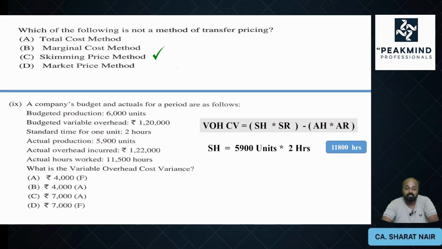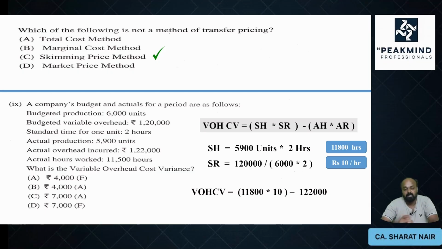Now, is the standard rate per hour given? Standard rate per hour is not given, so we need to compute it also. How to compute that? Budgeted overhead is given as 1,20,000, and I can find my budgeted hours also. For one output, it will take 2 hours, and budgeted output was 6,000, so 6,000 into 2 is 12,000 hours. 1,20,000 divided by 12,000, you get your standard rate as 10 per hour.